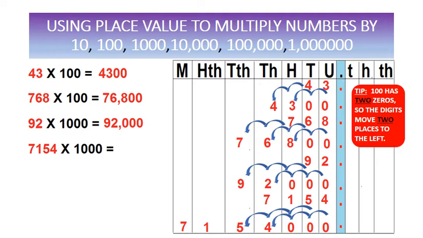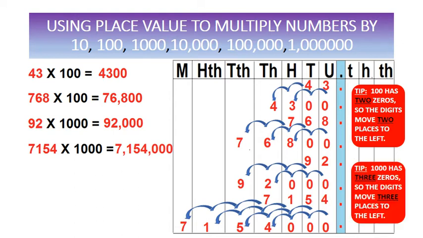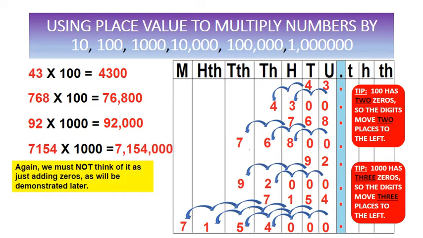Again, each of those digits has moved 3 places to the left. So the answer is 7,154,000. And you can see that the tip there is that 1,000 has got 3 zeros, so the digits move 3 places to the left. And once again, we must not think of this as simply adding the zeros, as I'll demonstrate in a moment.